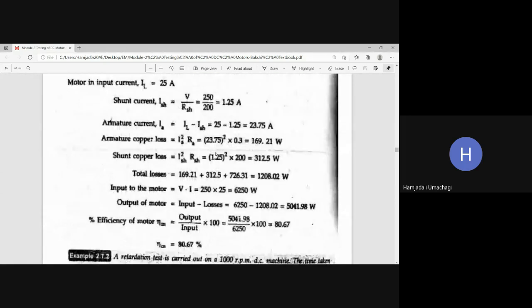This is the problem which is related to the retardation test. At the end you need to find out the efficiency of the motor, and we know that the retardation test is also called the running down test, which is used to calculate stray losses, provided we know the field and armature copper losses. So let us see all the given things and write all the data first.